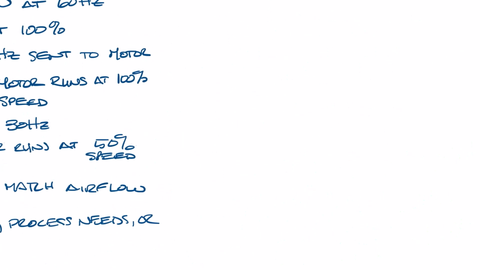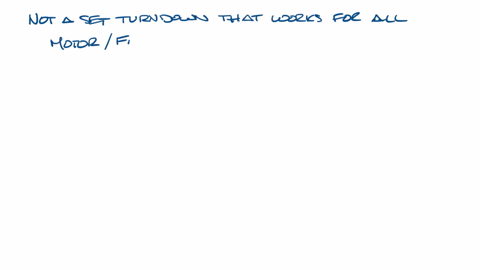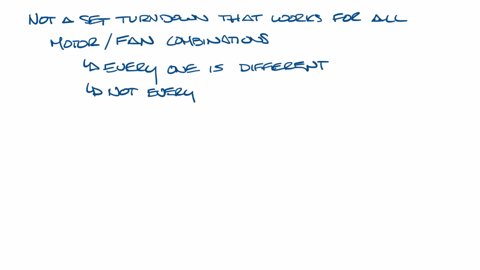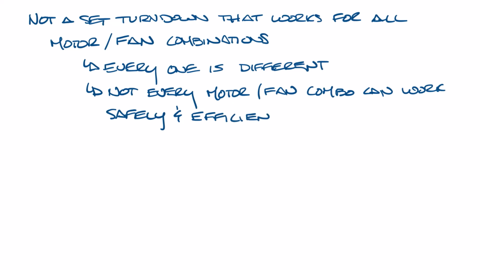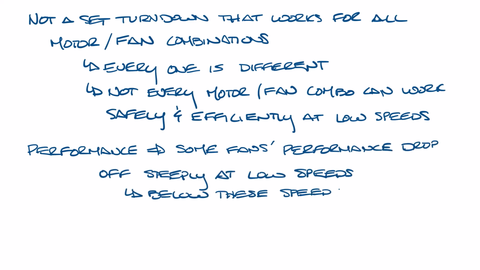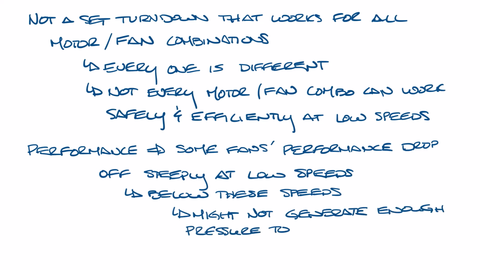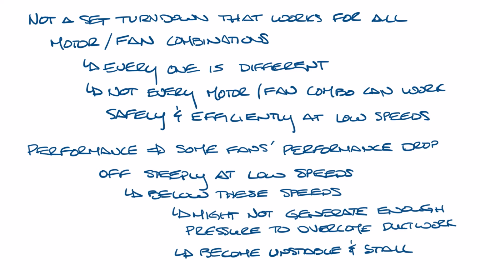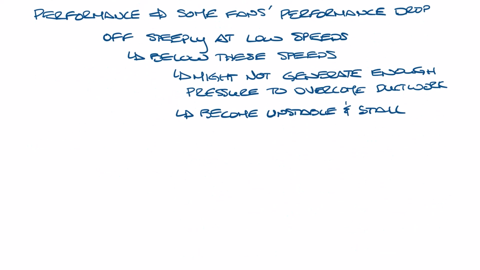Let's move this over again. So there isn't a set turn down that works for every motor and fan combination because every motor fan combination is different. Not every motor and fan combination will operate safely or efficiently at very low speeds for several reasons. From a performance standpoint, some fans' performance drops off steeply at low speeds. Below these speeds, they might not generate enough pressure to overcome duct resistance, or you could have unstable flow or fan stall.